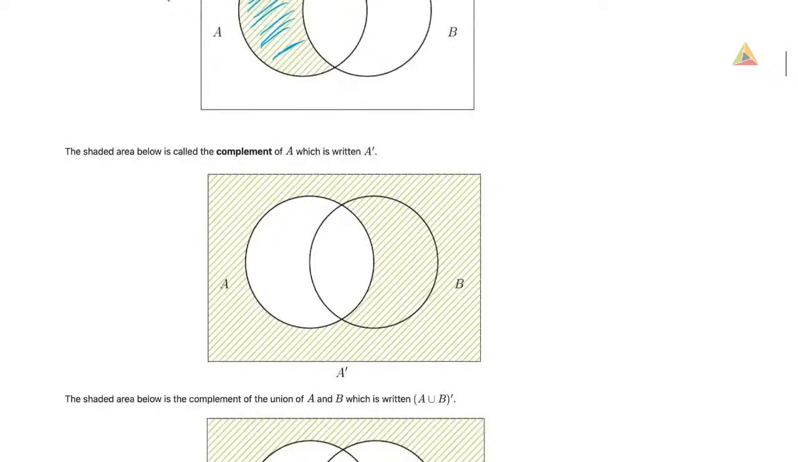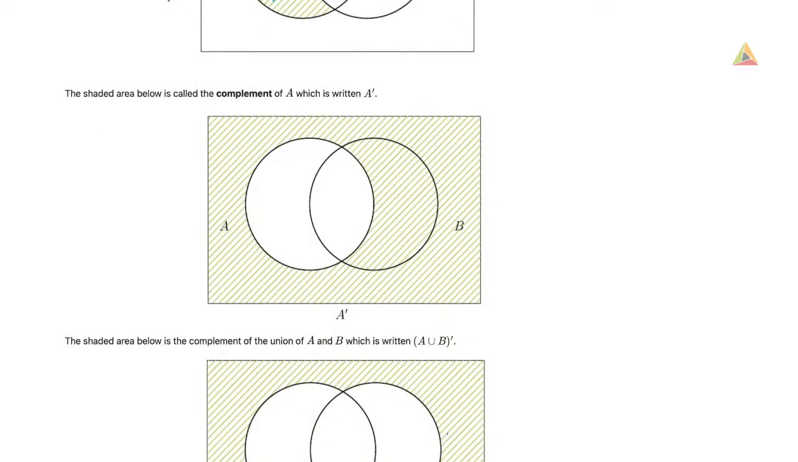If we go to the next one, if you see the term complement, the complement of A is written like this. It means everything except A. And as you can see in the diagram there, everything except A is shaded.